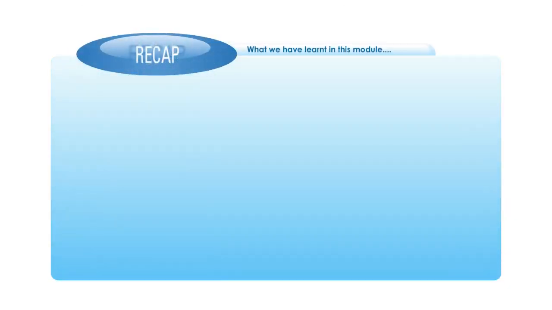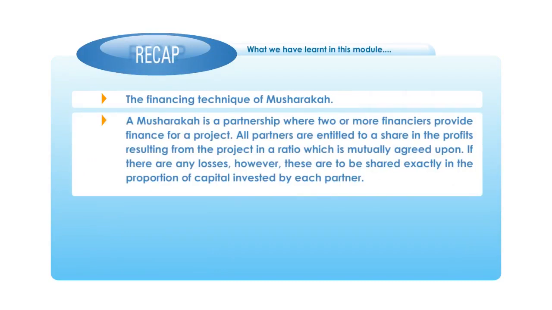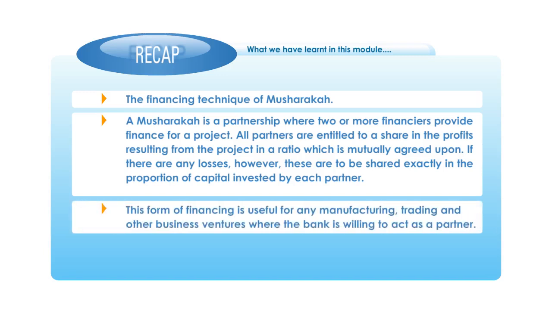What we have learnt in this module. The financing technique of musharaka. A musharaka is a partnership where two or more financiers provide finance for a project. All partners are entitled to a share in the profits resulting from the project in a ratio which is mutually agreed upon. If there are any losses, however, these are to be shared exactly in proportion of capital invested by each partner. This form of financing is useful for any manufacturing, trading, and other business ventures where the bank is willing to act as a partner.